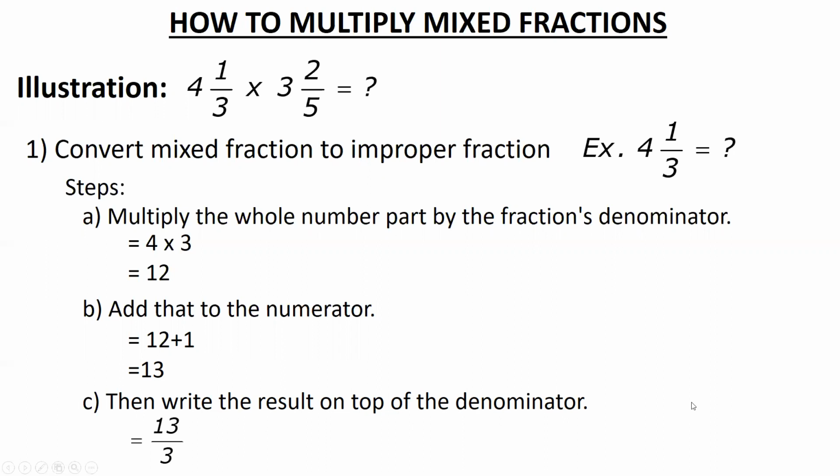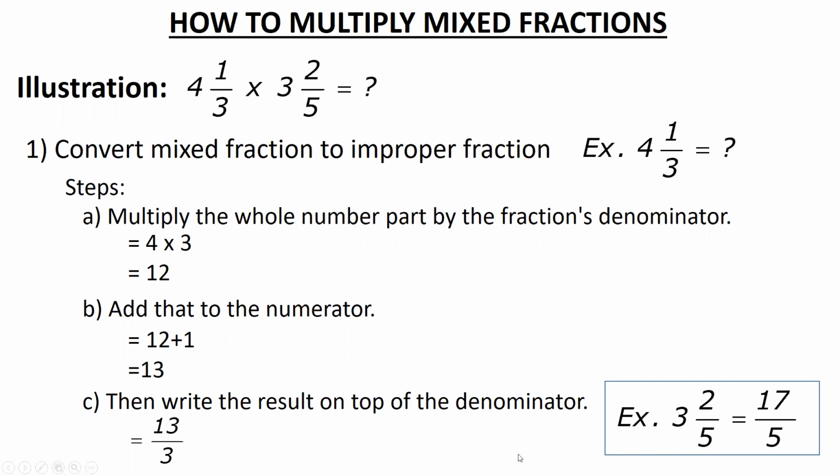Now, if we do the same for 3 and 2/5, this is the result. Following the same steps, multiply the whole number part by the fraction's denominator: 3 times 5, 15. And then add it to the numerator 2, 17. And then you write it on top of the denominator. So it's 17 over 5.